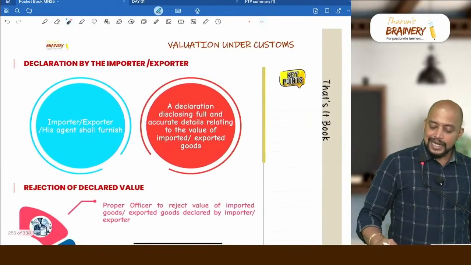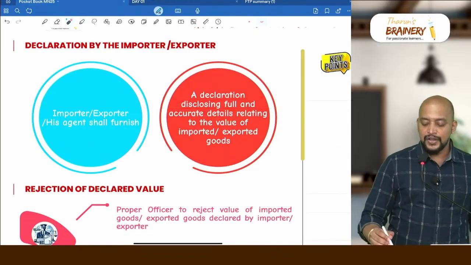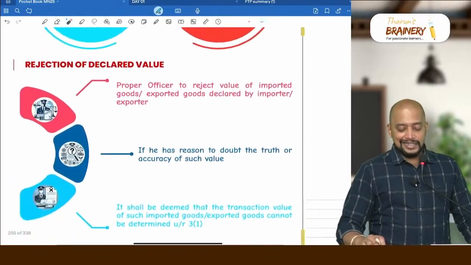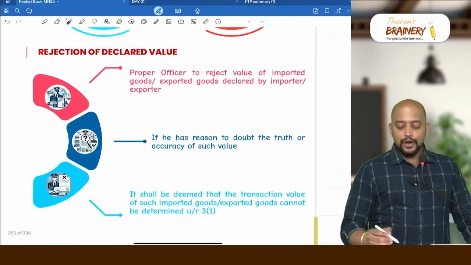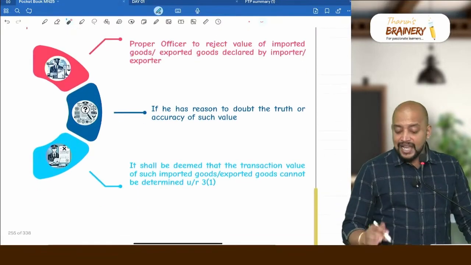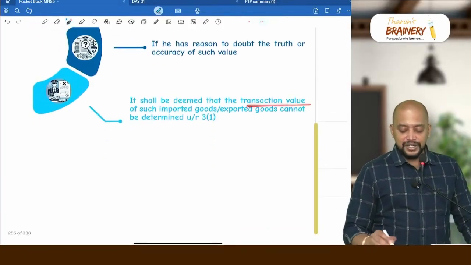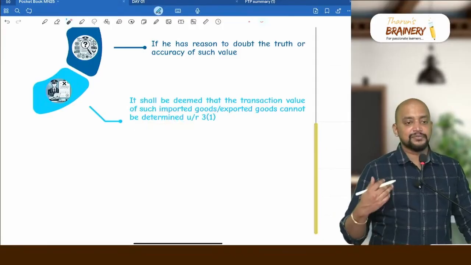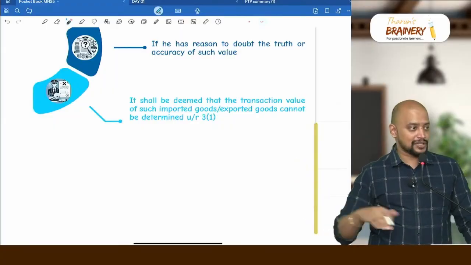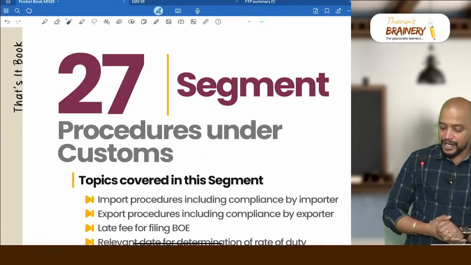Next, declaration by the importer or exporter: the importer or exporter or his agent shall furnish a declaration disclosing full and accurate details of the value of imported or exported goods. Regarding rejection of declared value, as I told you already, the proper officer can reject the value declared by the importer or exporter if he has doubt about the truth and accuracy of that value. It shall be deemed that the transaction value cannot be determined under rule 3, which means the value needs to be determined as per other rules. This is common between both import and export. With this we completed valuation under customs.